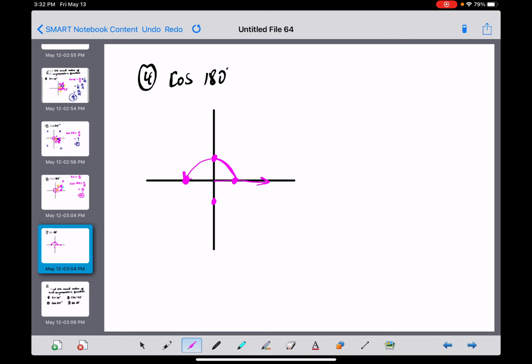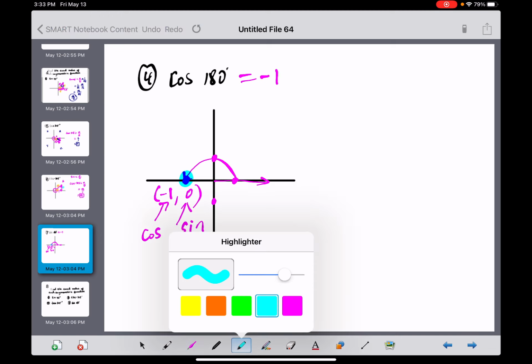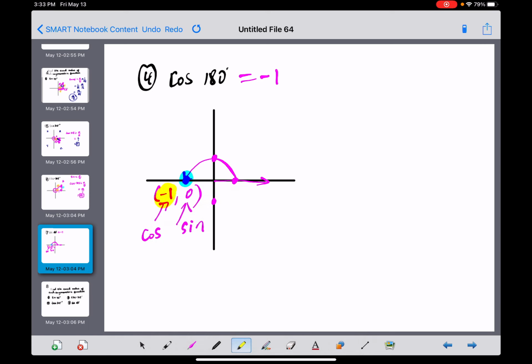So we know that cosine of 180 degrees falls right here, this blue dot right there, right? And we know that that dot right there is negative 1 comma 0. And remember earlier I said it's not x and y anymore, it's cosine and sine. So cosine, and that is sine. So really, cosine of 180 degrees, the answer is negative 1. That's it. There's really no work, it's just the drawing is the work, okay?